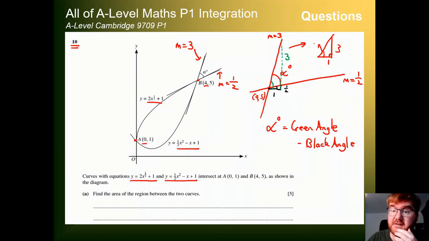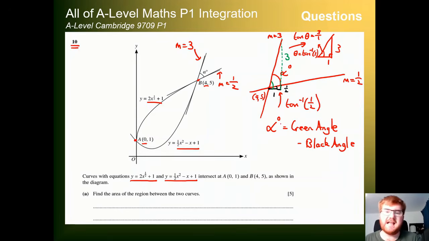Yeah, we can actually say what is going to be tan of theta is equal to opposite over adjacent, which is 3 over 1. So therefore theta is going to equal tan inverse of 3. And we can do the same trick with the black one here as well. This is going to be tan inverse of a half. So to work out this angle, this alpha degrees, remember it's in degrees not radians here, then all we need to do is green angle, which is tan inverse 3, and then we just need to subtract the tan inverse of a half.